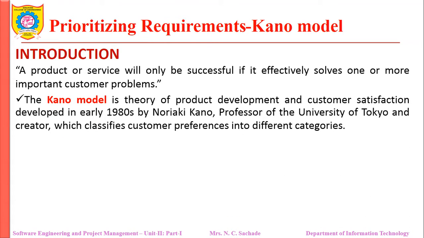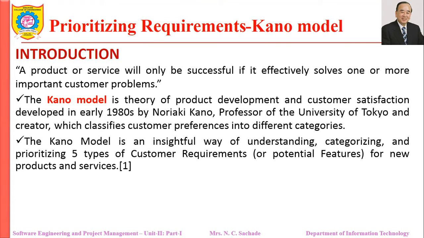So, the Kano model is a theory of product development and customer satisfaction, which was developed in the early 1980s by Noriaki Kano, who is a professor at the University of Tokyo and creator of this Kano model. This Kano model classifies customer preferences into different categories. Now we know with those hundreds of requirements, we need to see which one to build first, which one to give less importance, or which are of highest importance to customers.